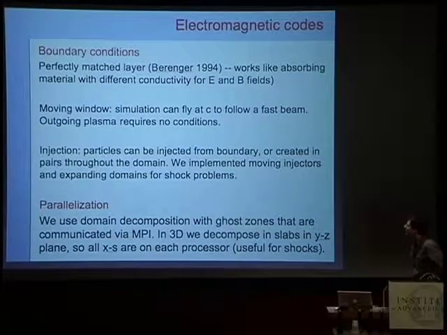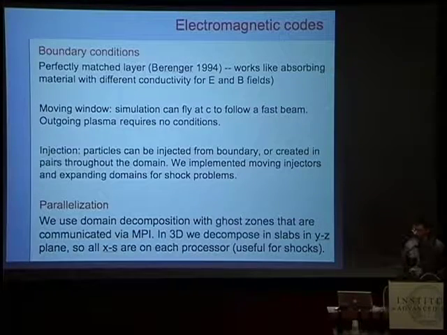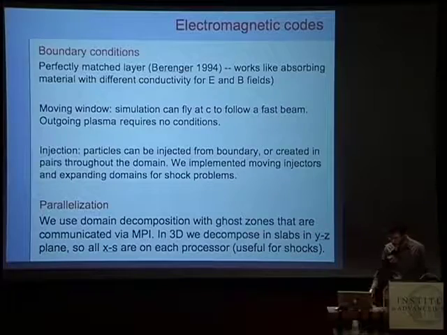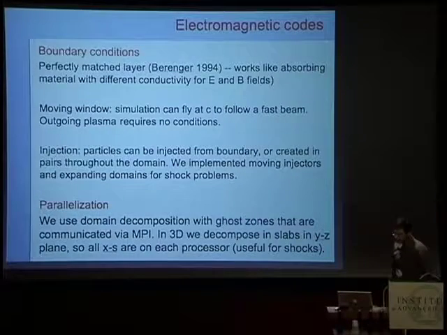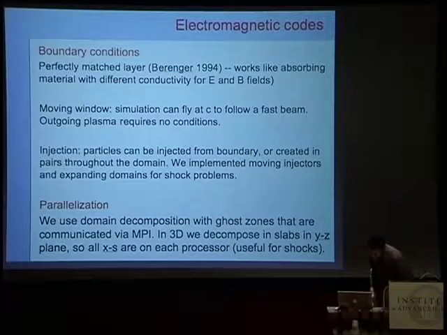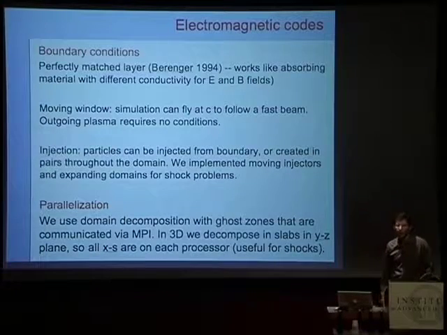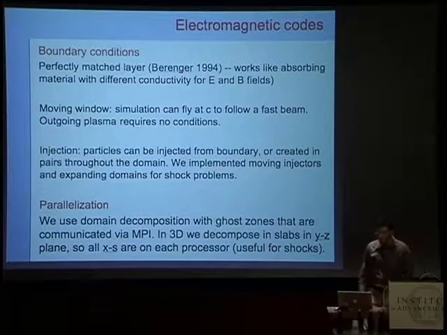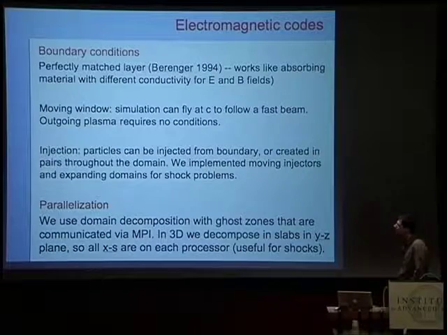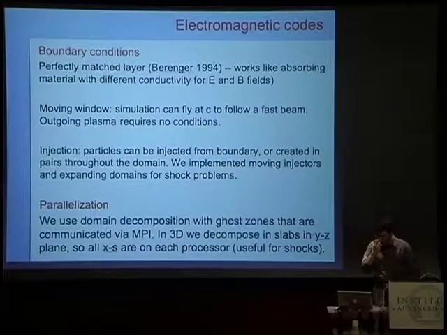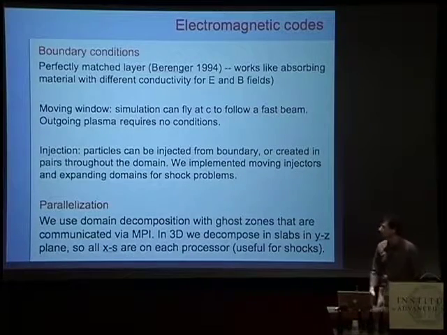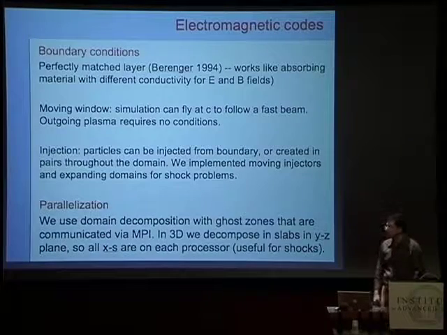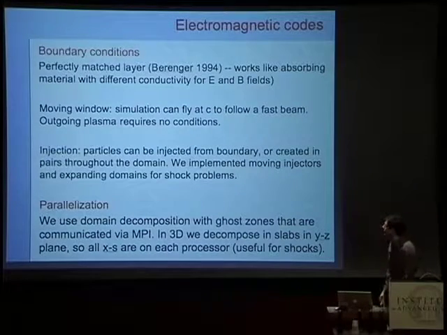So there are several techniques for implementing boundary conditions. The simplest one is to put conductors on all walls. A conductor on a wall means that the tangential electric field goes to 0. So you just declare that the tangential electric field along a boundary goes to 0, and that works quite well. It makes a nice conducting surface, and electromagnetic waves reflect off that surface.